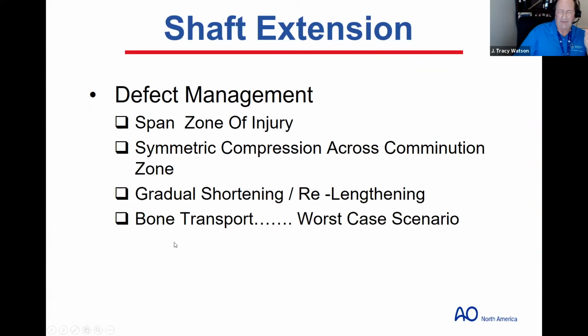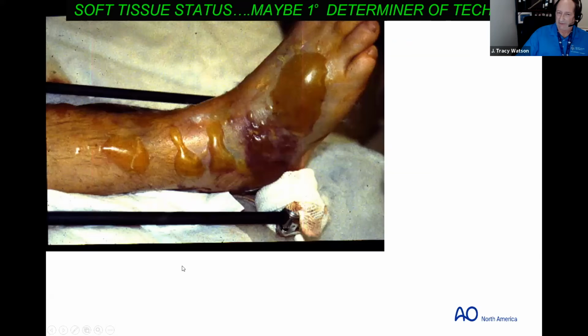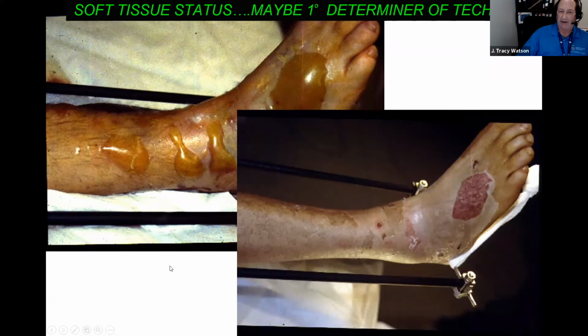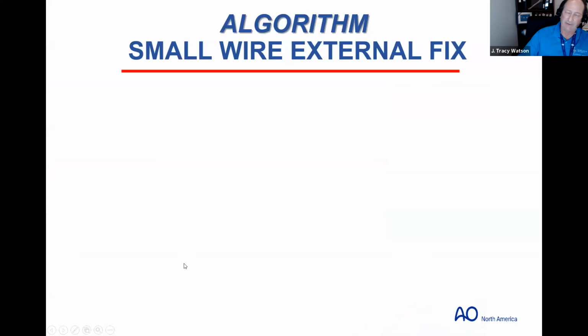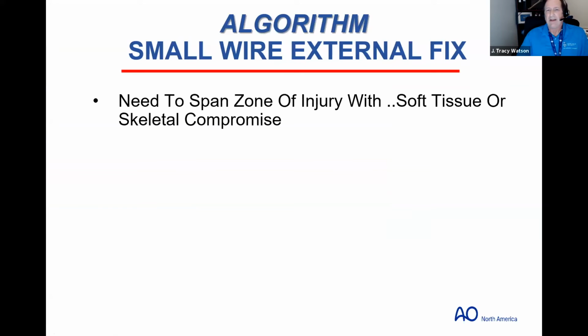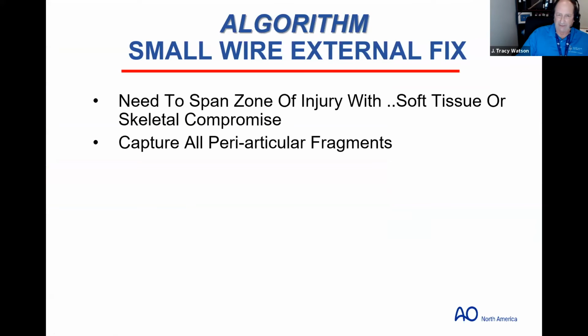Again, with the shaft extension, especially, a lot of defects are going to occur in this area. You can do symmetric compression distraction. In the worst case scenario, you can actually then do bone transport to restore some of these larger defects. Soft tissues are always a major concern as to whether these will ever recover. And all the speakers have talked about waiting these things out, staging these procedures until the soft tissues allow. So as all the other speakers talked about, we span these, waiting for the soft tissue to declare themselves.